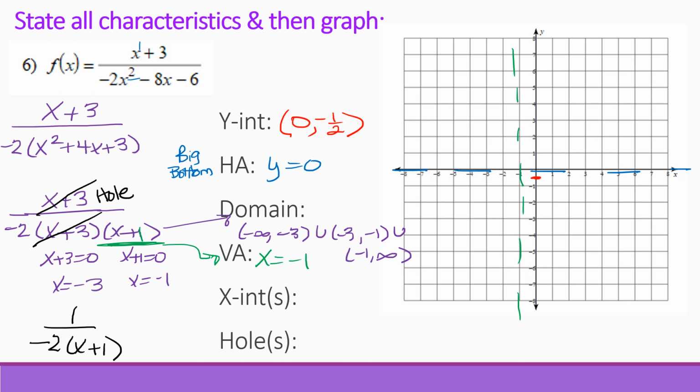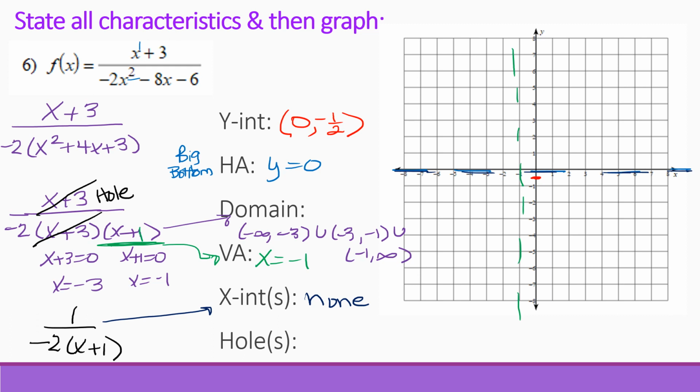X-intercepts. Do we have any values left in the numerator? All right, in the numerator, all I have left is a 1. So there are no x-intercepts. There's no variables there. And you can tie that in with your horizontal asymptote. If the horizontal asymptote is the x-axis, then I can't have any points that are actually plotted on the x-axis, so I won't have any x-intercepts.